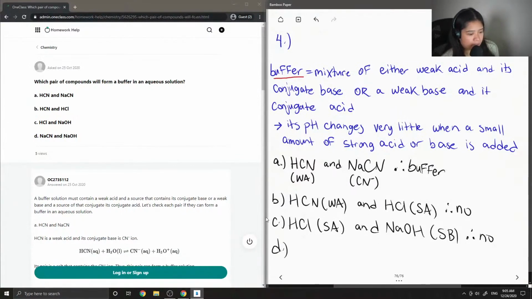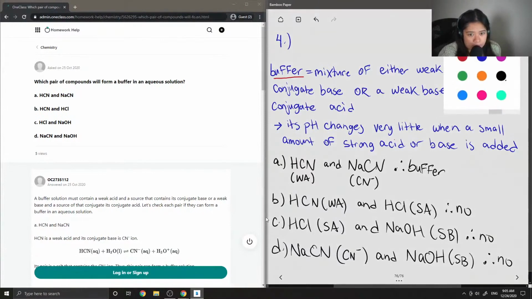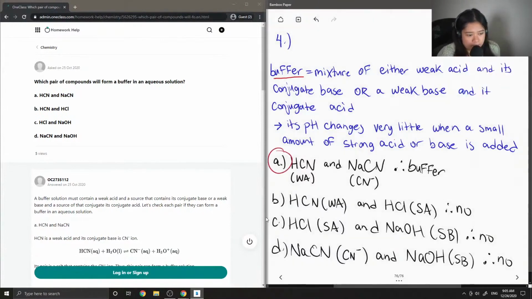And then lastly, we have the sodium cyanide ion again, reacting with a strong base. So these are pretty much two bases, so this will also be no. So the answer is just A.